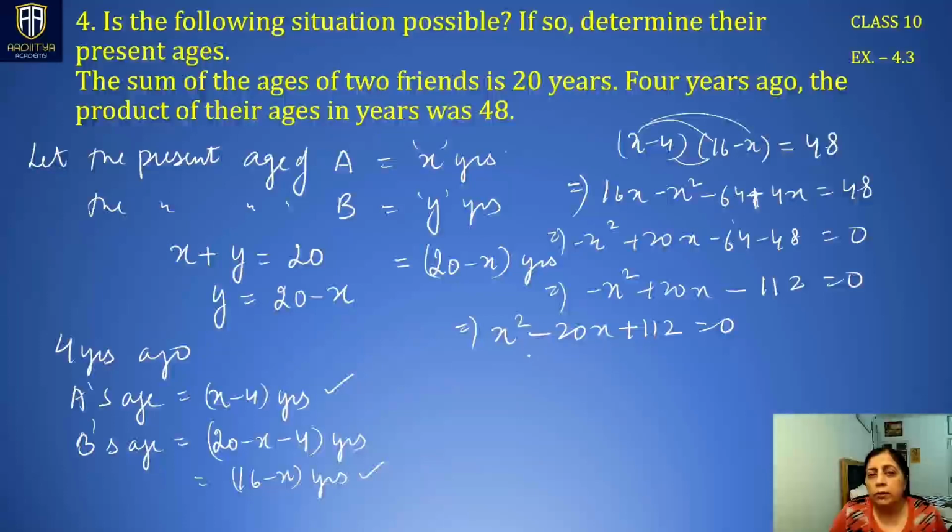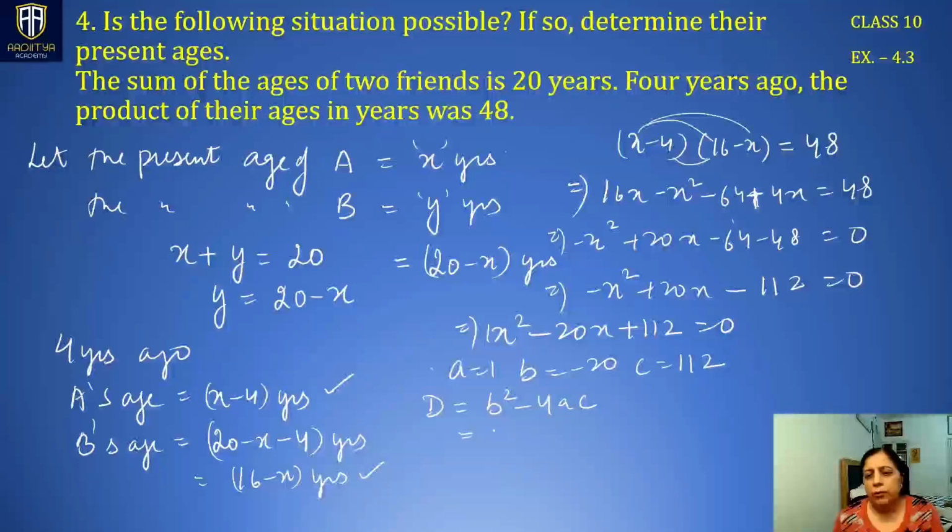Now we have to check whether this condition is possible or not. That means we have to check for the nature of roots of this equation. So I am writing a is 1, b is minus 20 and c is 112. In that case, D becomes b square minus 4ac.